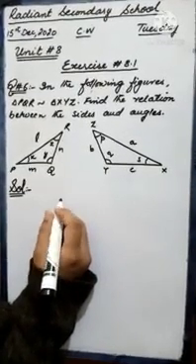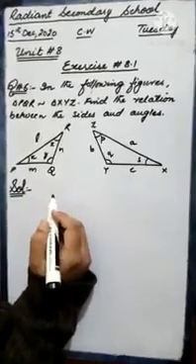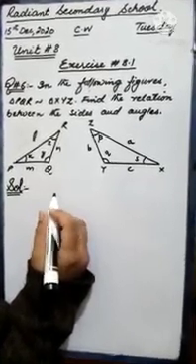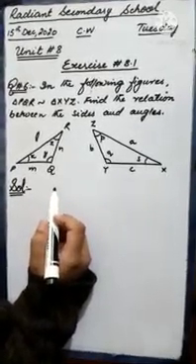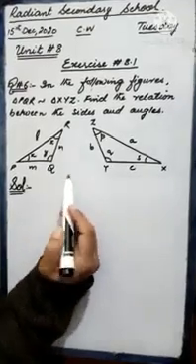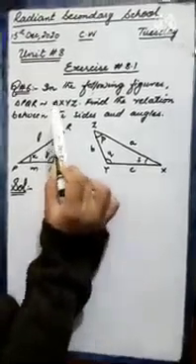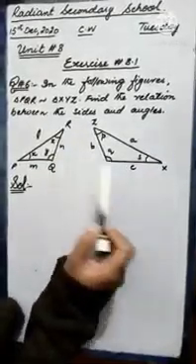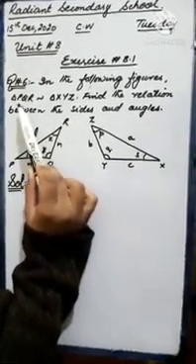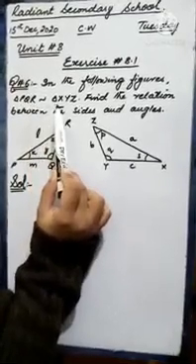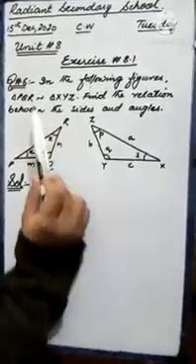Students, today we are going to discuss the same topic of exercise 8 number 1, but we are going to start from question number 6. Look at the question number 6. In the following figures, these figures are given in the question, the triangle PQR and triangle XYZ both are similar.